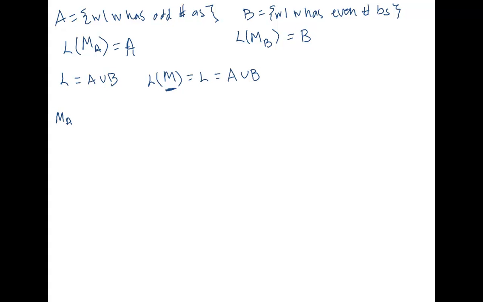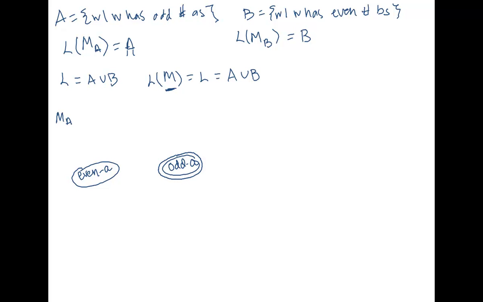Alright, so this machine needs to accept A. So we need to accept whenever we have an odd number of A's in the string. Okay, so really what we need to keep track of is whether we've seen an even number of A's or an odd number of A's. Alright, so let's make two states. I'm going to call them even A and odd A. Okay, and I want to accept when I've had an odd number of A's, so I'm going to go ahead and make this one final.